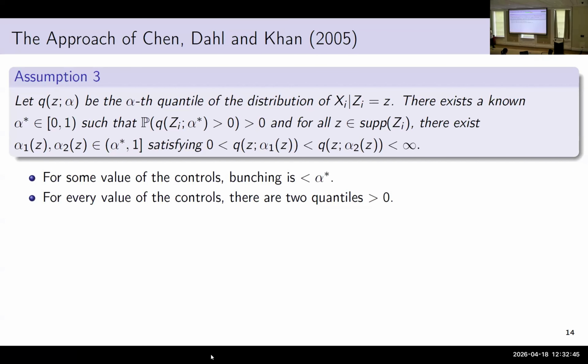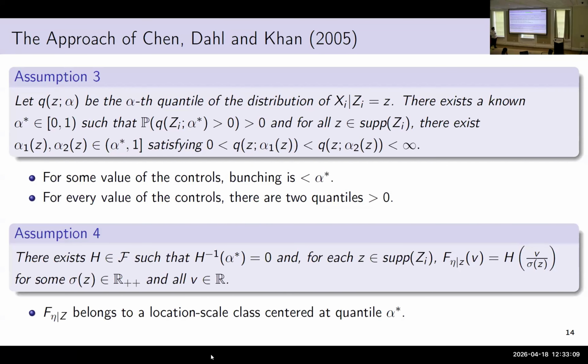Second, we're going to assume that for all values of your controls, you can find two quantiles, which may depend on the controls you're looking at, that are strictly positive and finite. So you can plot the conditional distribution of X, or of your treatment, on your covariates, and check these conditions.